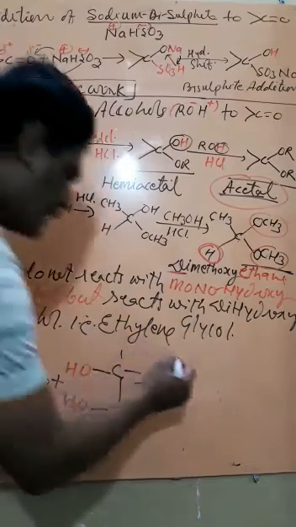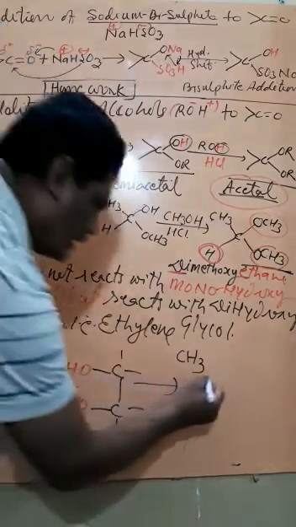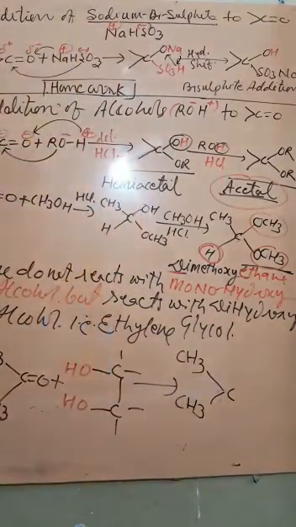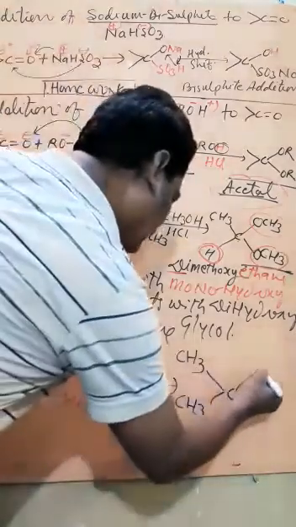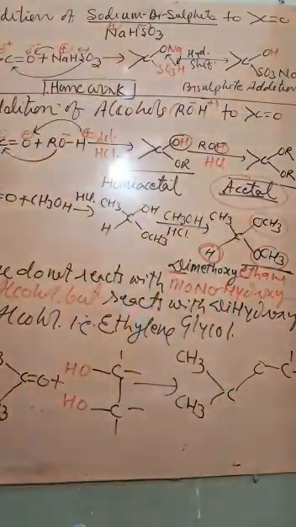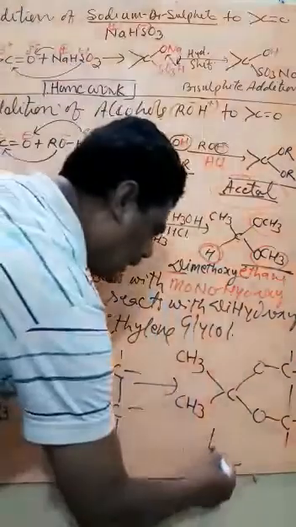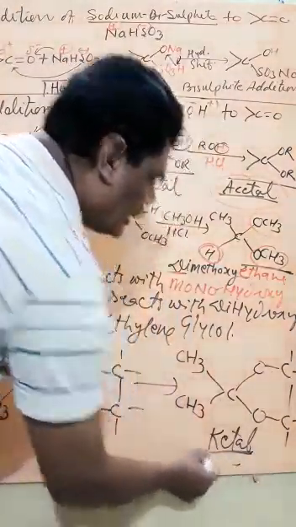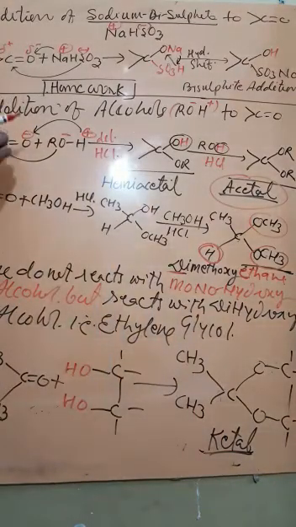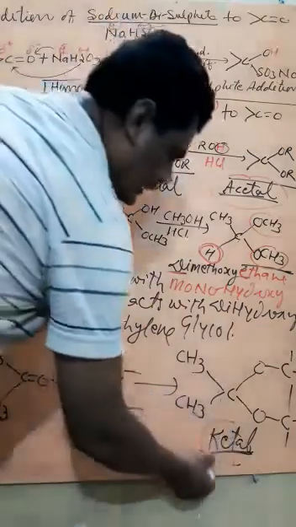On reaction it will form CH3, and this is again CH3, and C. Now minus H2O. So it will become O and CH2, and again O and CH2. So this compound is called ketal. So if alcohol reacts with aldehyde, it forms acetal, while if the ketone is reacting, it forms ketal.